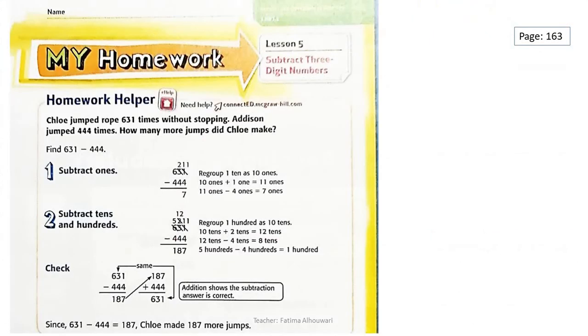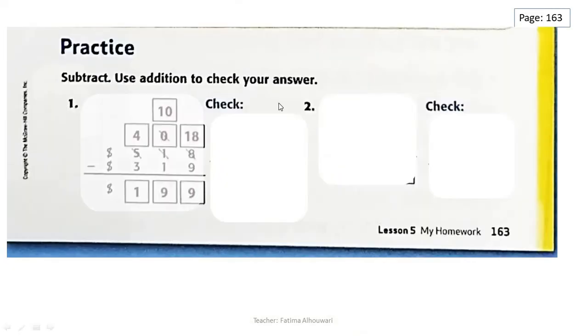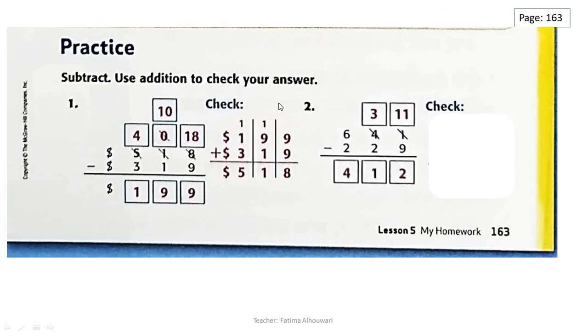This is a solved example you can practice for. And here we have two questions. If we subtract 518 minus 319, the difference is 199. And to check, we can add those two numbers and we will get 518, which is the same as this number. So our answer is correct.